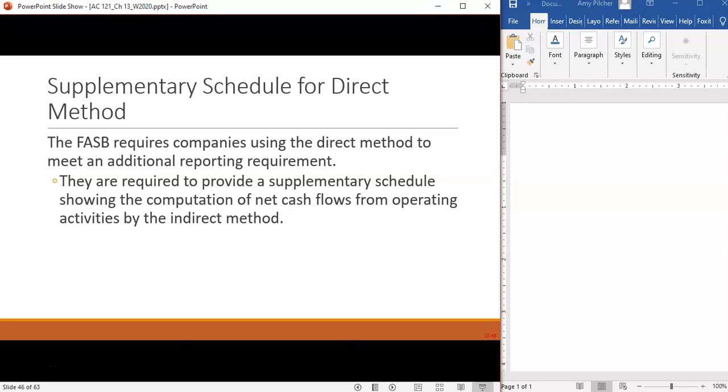If we use the direct method, we might have to add an additional reporting requirement. The difference between the direct method and the indirect method is only in the operating activities section. The investing section and the financing section are exactly the same between the two methods. If we use the direct method, we also have to show the results using the indirect method. This is one of the reasons that a lot of companies just show the indirect method, so they don't have to prepare two statements of cash flows to meet these requirements.